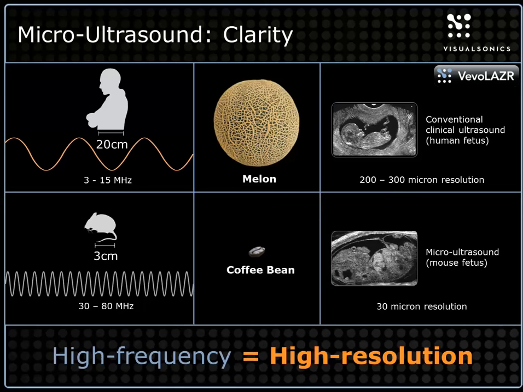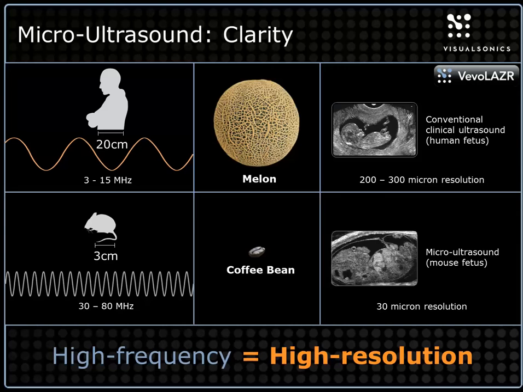Now, the difference between our ultrasound system and a typical clinical system is really the frequency. A clinical system will run anywhere from 3 to 15 megahertz, where we're operating in the range of 30 to 80 megahertz. Well, what does that mean? If you look over here on the right side, you can see an image of a human fetus with a clinical scanner here, and then we look down here and we see an image that appears to be the same resolution as the image above it.